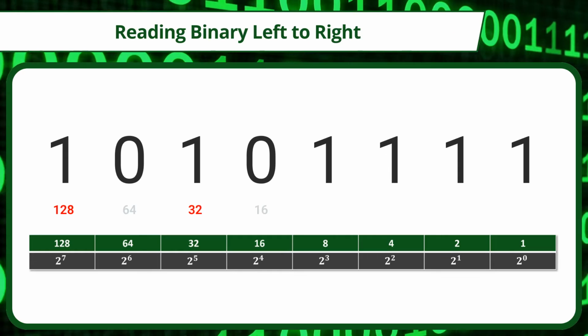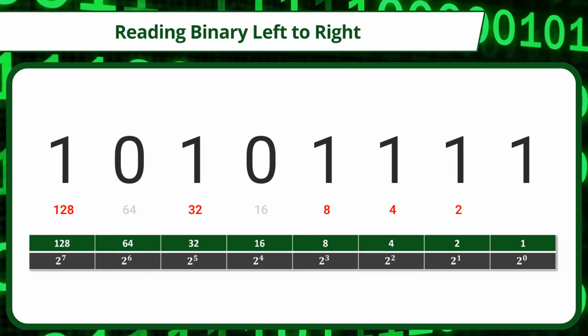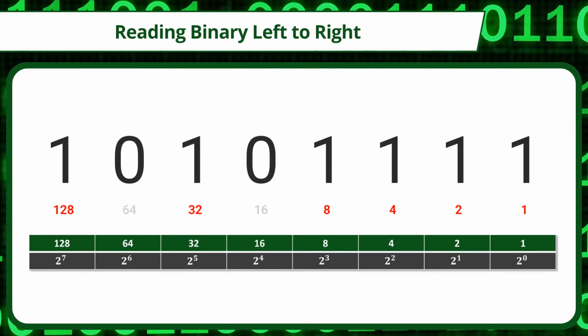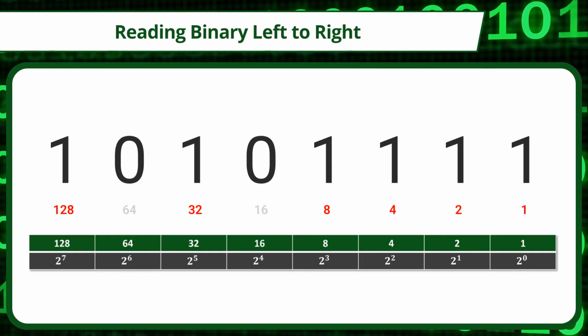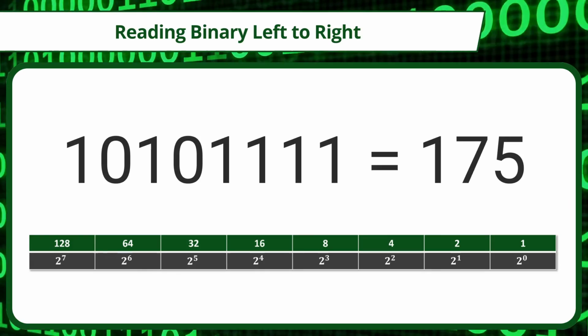The next 3 bits are all 1s, so we add 8, 4, and 2. The final bit is also a 1, so we add 1 more. Add it all up, 128 plus 32 plus 8 plus 4 plus 2 plus 1. That gives us 175 in decimal.